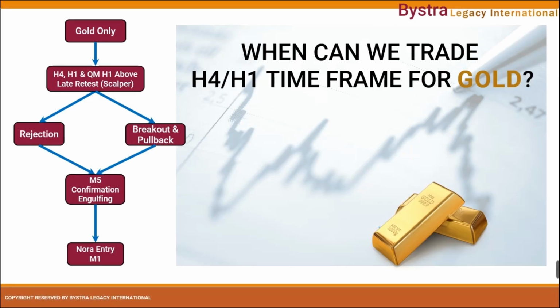So when can we trade for the H4, H1 time frame for gold? Normally is during the Asian session, because during this time the volatility is very low. It's not as high. However, for gold, even though during the Asian session the market volatility is low, gold normally will have a movement around 30, 50 to 100 pips as well.